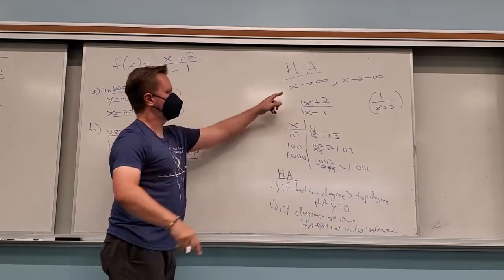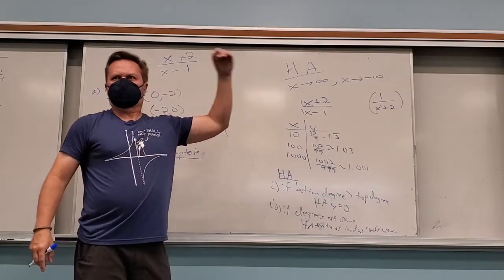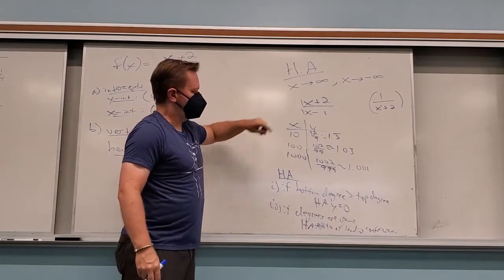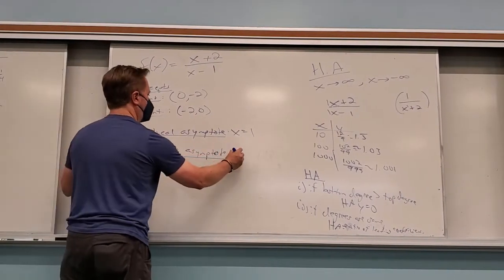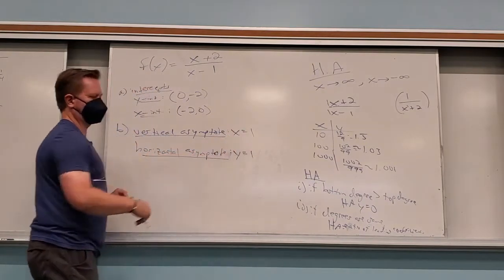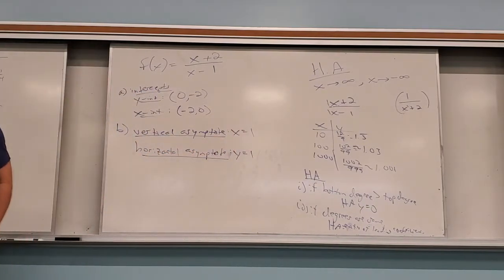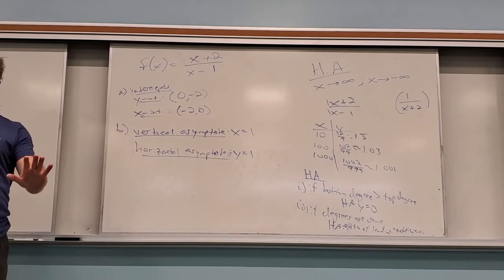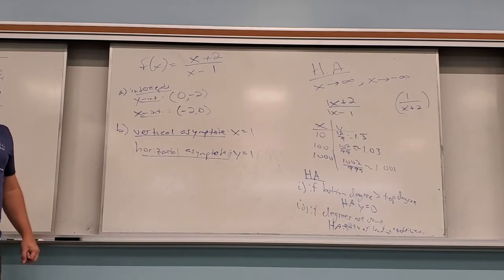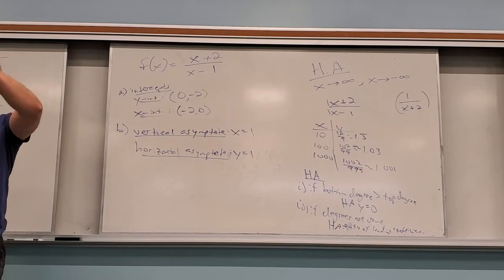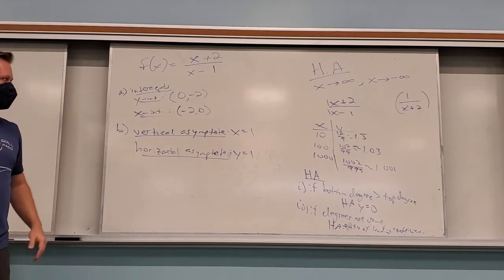Ratio of the leading coefficients. So in this case, it was 1 to 1. So here, the horizontal asymptote is going to be y equals 1. We'll see some more examples, don't worry. And I've got this on this handout. I've got the rules summarized for you.